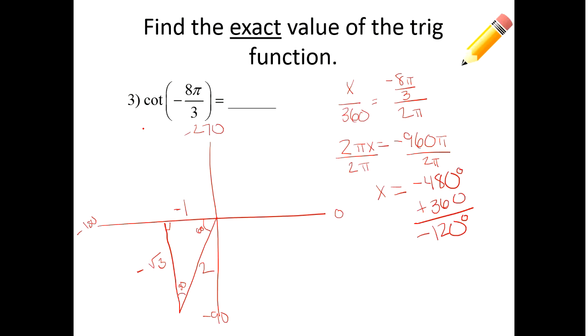And I want cotangent, but let's first think about tangent, because tangent's going to help us better. So tangent of this angle would be opposite over adjacent, so negative square root of 3 over negative 1, which is just square root of 3, right? So my cotangent needs to be 1 over the square root of 3. Rationalize the denominator quick. So we'll get square root of 3 over 3 for our final answer.